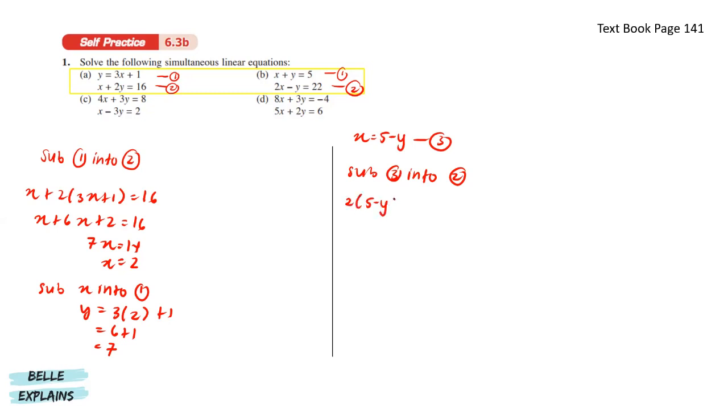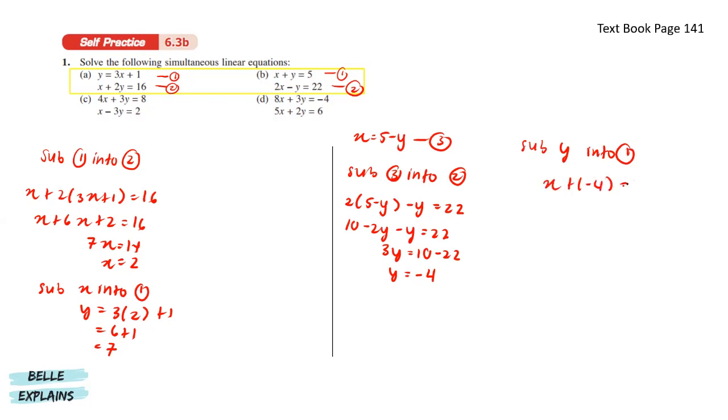We have 2(5 minus y) minus y equals 22. Let's solve that. This should give us the value of y. Now that we have the value of y, let's find the value of x by subbing that into equation 1. And that gives us x at 9.